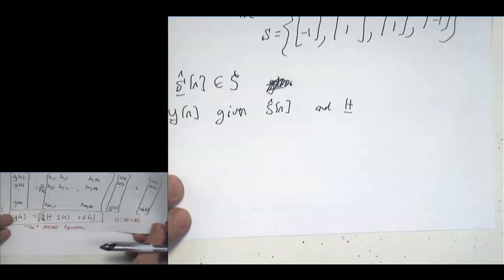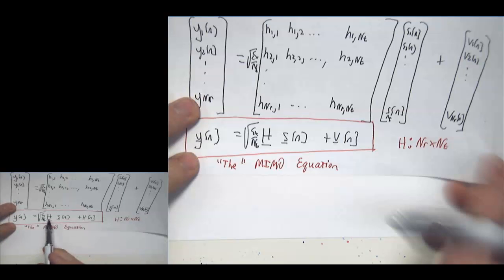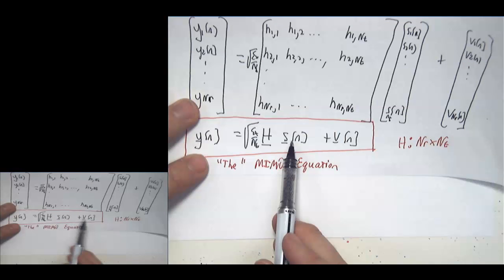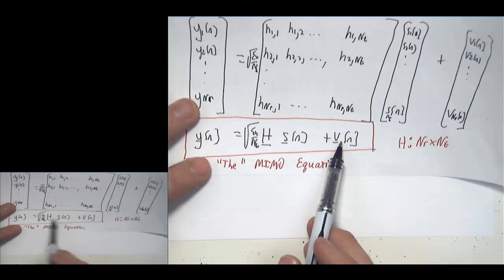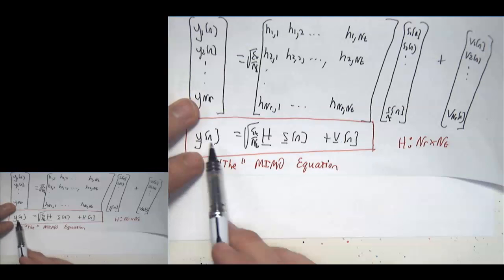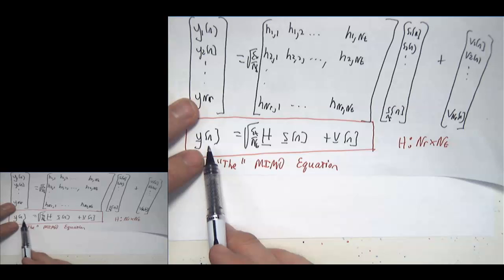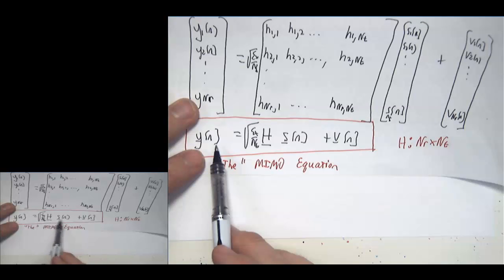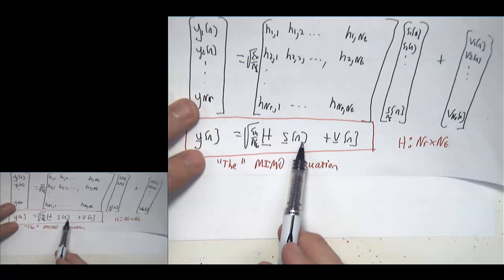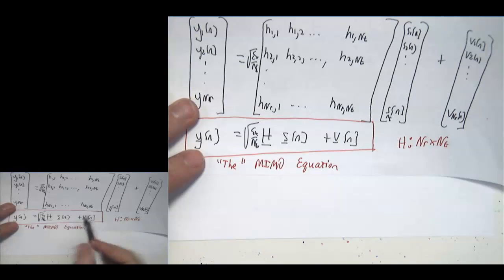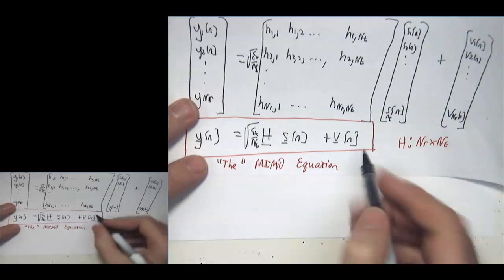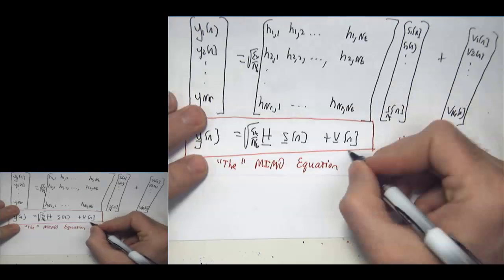Going back to this equation here in red, if you know h and you know s, you don't know v. V is a complex Gaussian random vector. And if you know this here, this is a constant. So the resulting y conditional distribution is complex Gaussian with mean square root of Es over Nt times h s of n, and then the covariance will be identity times N naught. I'll write that on the next page here.